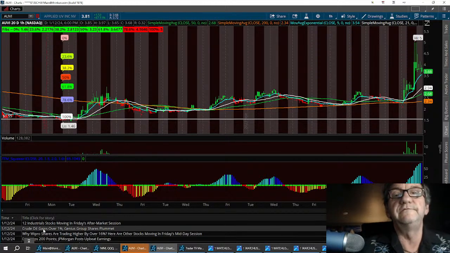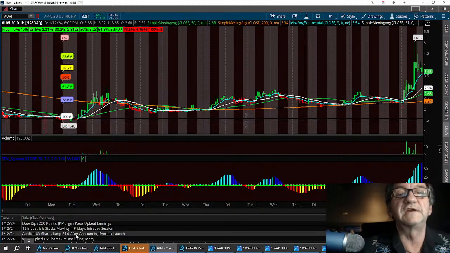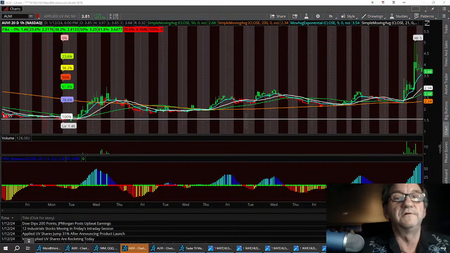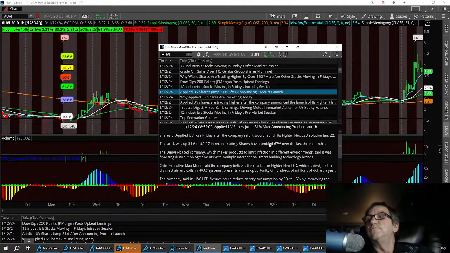Applied UV. I want to see if there's any news that would bring this stock to run up like it has. Announcing product launch. This came out on the 12th. Shares jump after hours. I want to read what it is. Flex LED Solutions stock, and I'll read the headline real fast and see what it's doing.